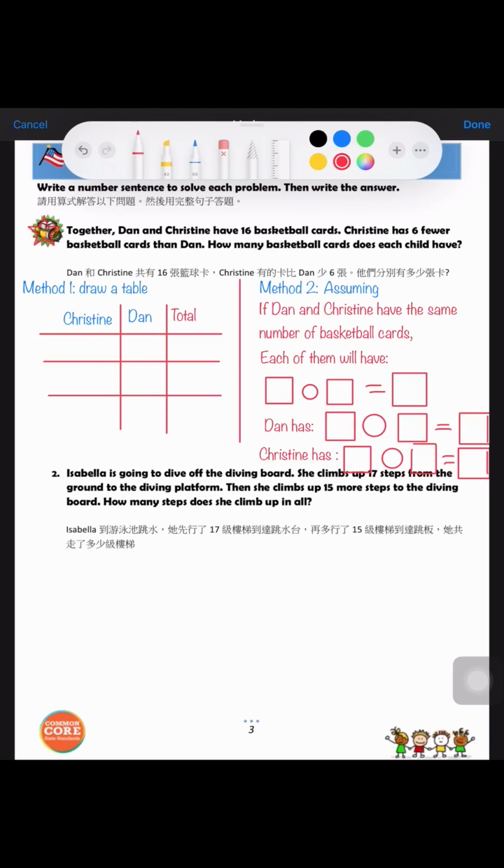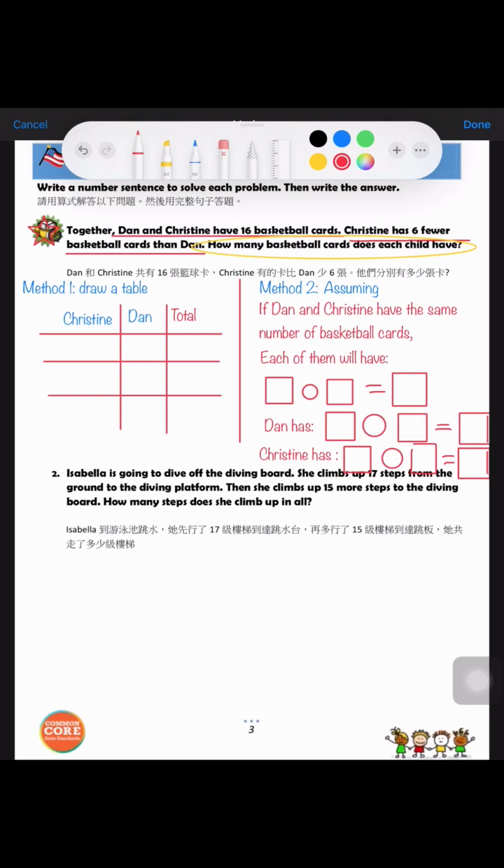Let's start with the out question on page 3. Together, Dan and Christine have 16 basketball cards. Christine has 6 fewer basketball cards than Dan. How many basketball cards does each child have? We can work on it in 2 different ways.